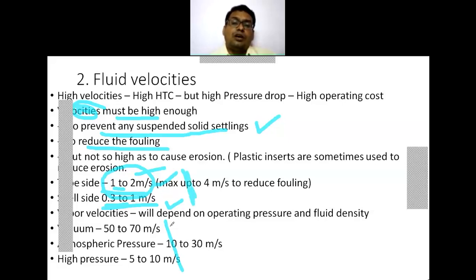This is for the vapor phase. Vapor velocities will depend on the operating pressure and the fluid density, out of which 50 to 70 meters per second is the operating velocity for the vapors. Then at atmospheric pressure, 10 to 30 meters per second is sufficient. And for higher pressure, 5 to 10 meters per second is required for the high pressure vessels.